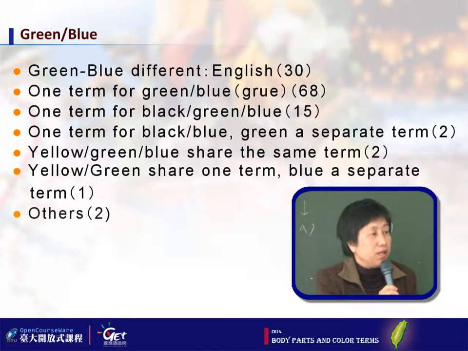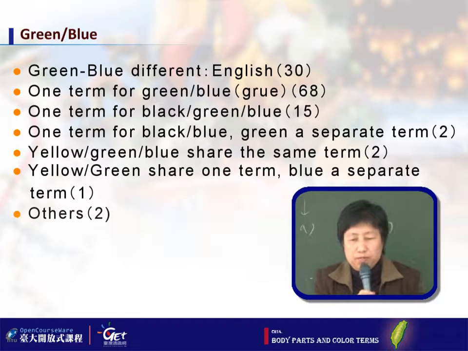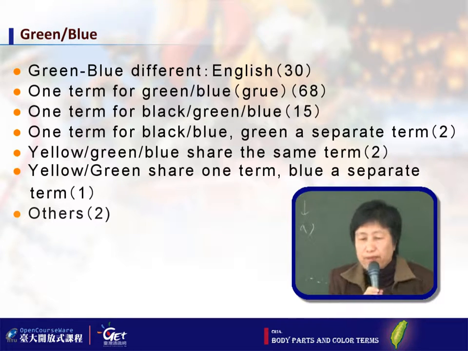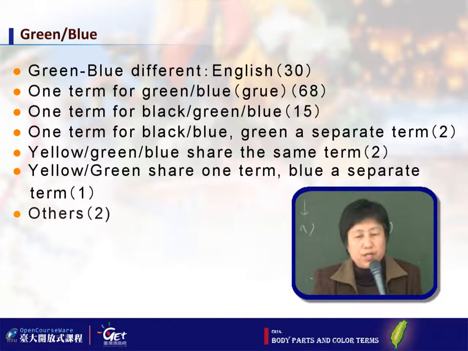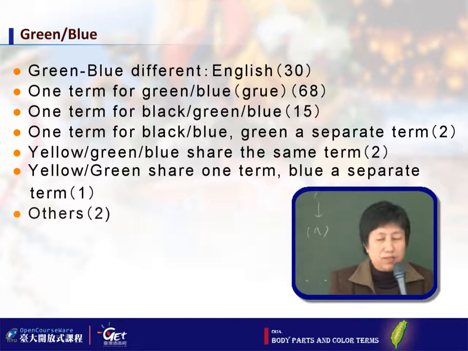English is of course different in terms of these two colors, green and blue. We find that 30 languages show that pattern. And interestingly, we find 68 languages would have one term for green or blue. That is, they use this particular term, and it refers to green and blue. There's no distinction of green and blue, okay? And again, some other combinations like black and green and blue, 15 languages would have one term referring to the three different colors.